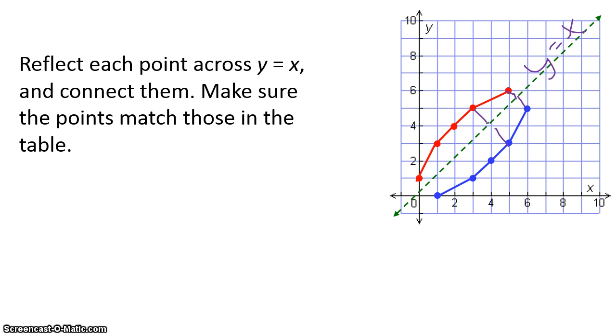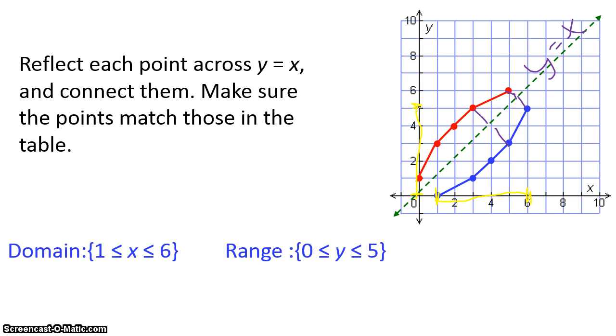Now let's take a look at the domain and ranges. So let's start with our original relation. So here, for domain, we start at 1 and we go to 6. And then our range actually starts at 0 and goes to 5. So the domain goes from 1 to 6, and the range goes from 0 to 5. Can you take a good guess at what the domain and range is going to be of your inverse? Write it down, and then pause the video and see if you're right.